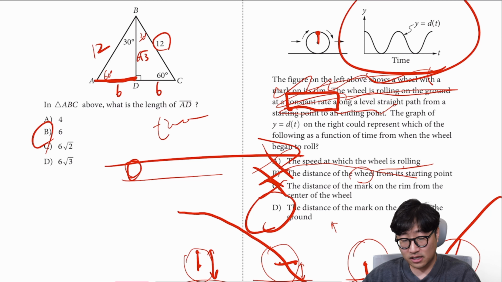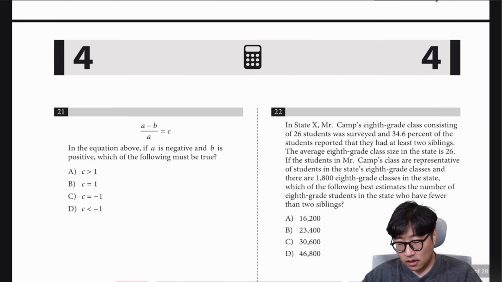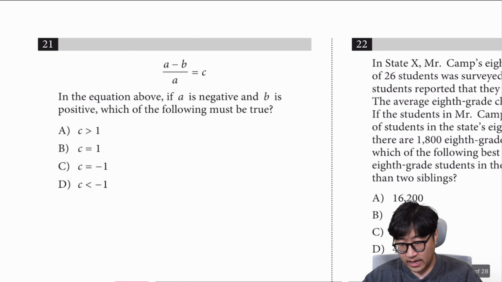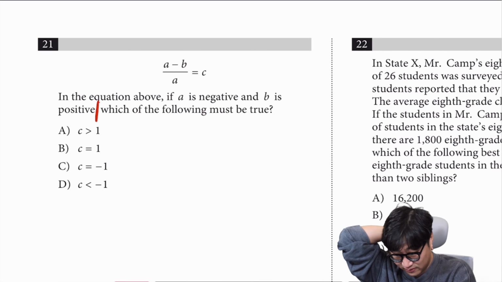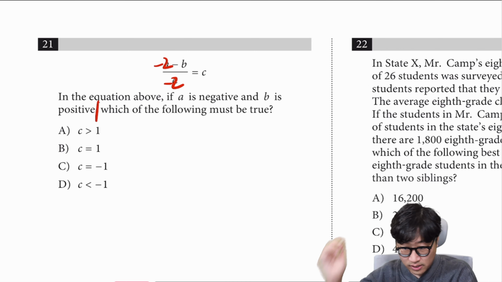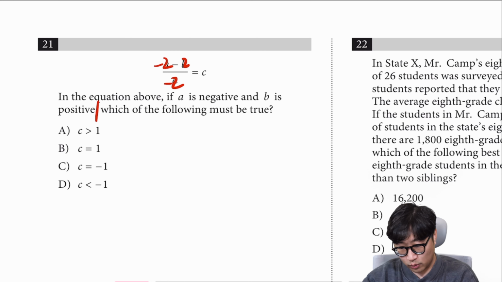So that's not it, so it's got to be choice D. All right, number 21, equation above. A is negative and B is positive. Let me just plug some numbers in then. How about A is negative? So I'll just say negative 2. And then B is positive, so I'll just say 2. So which of the following must be true?